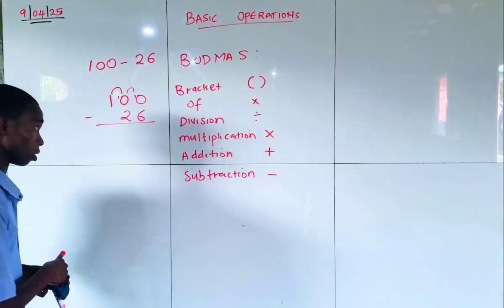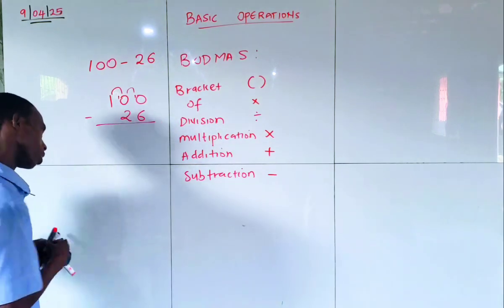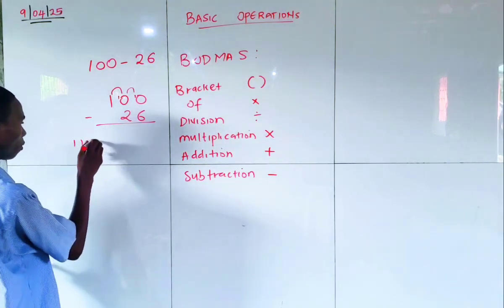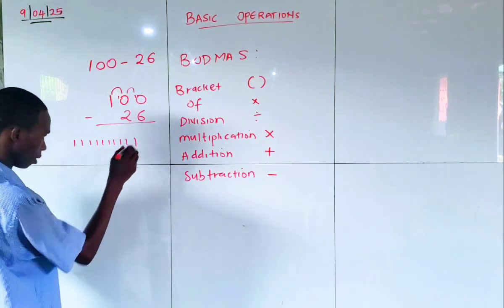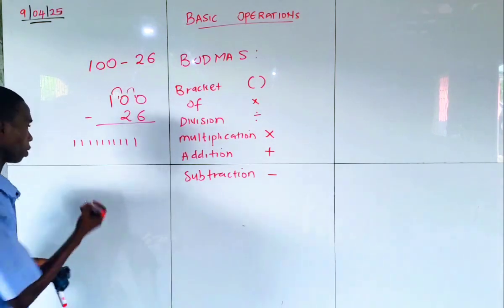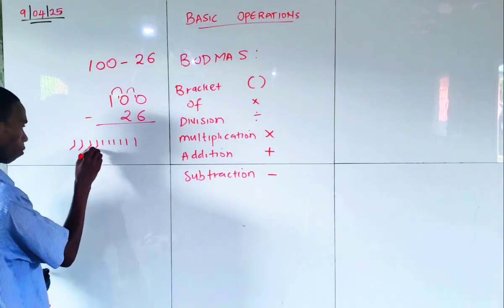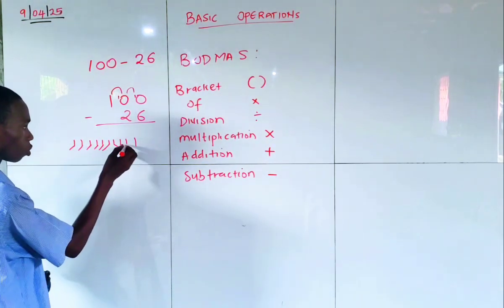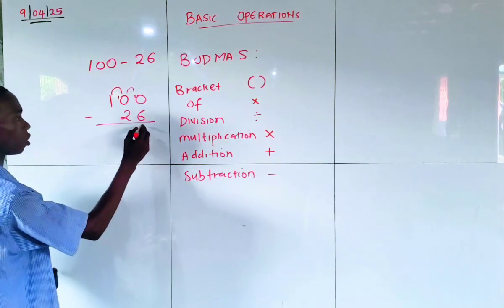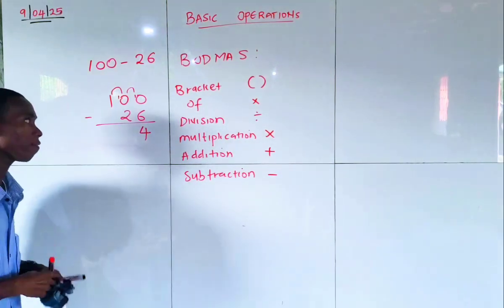So we count 10 minus 6 will give us 4. Now let's count it. 1, 2, 3, 4, 5, 6, 7, 8, 9, 10. And then you are minusing 6 from the 10. 1, 2, 3, 4, 5, 6. How many is remaining? 1, 2, 3, 4. So our answer here is what? Is 4. We are having 4 here.